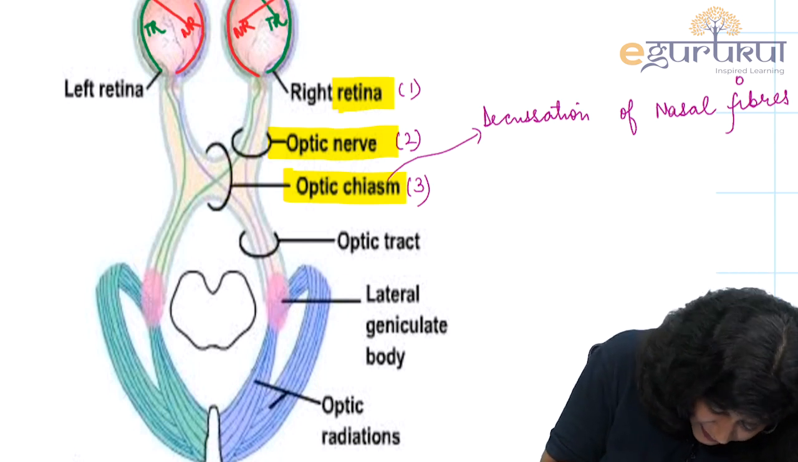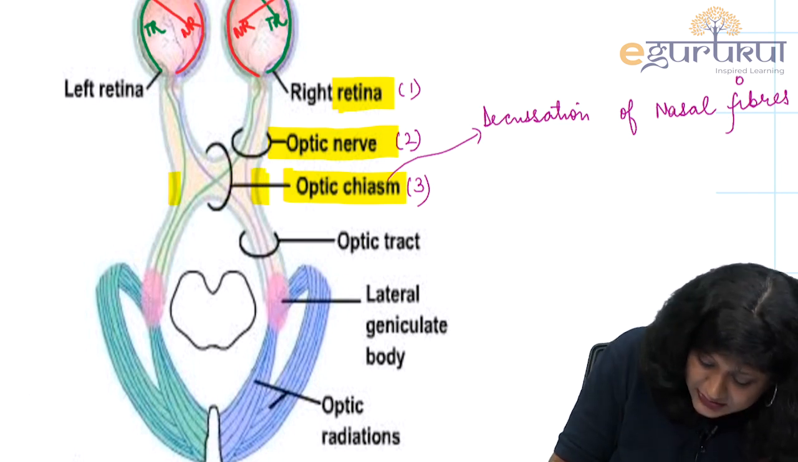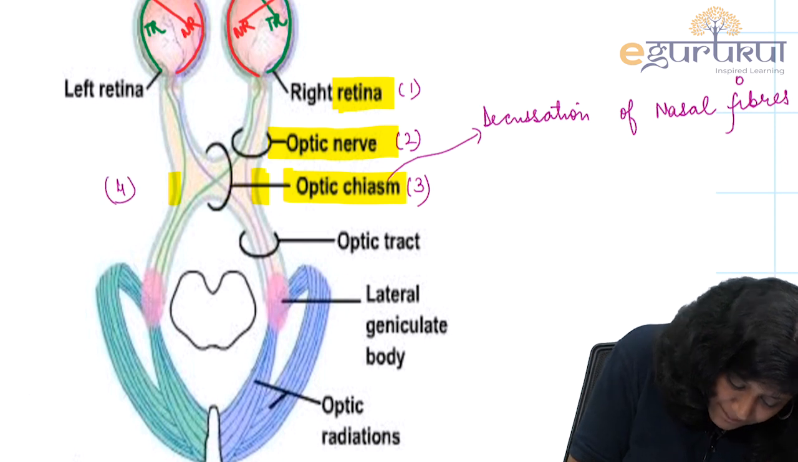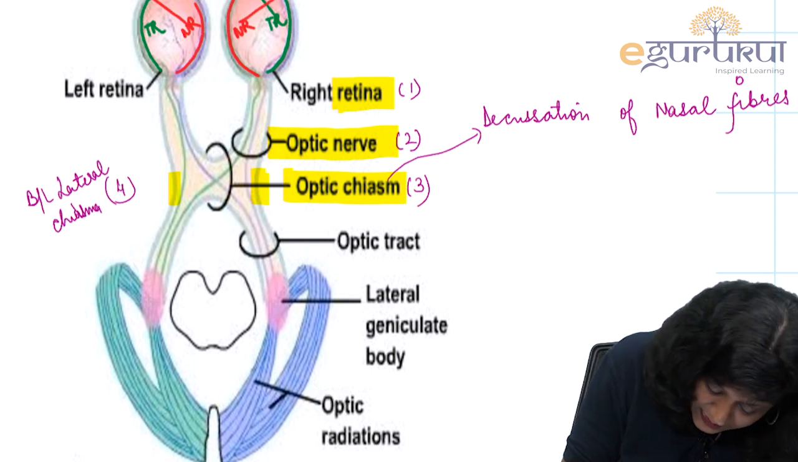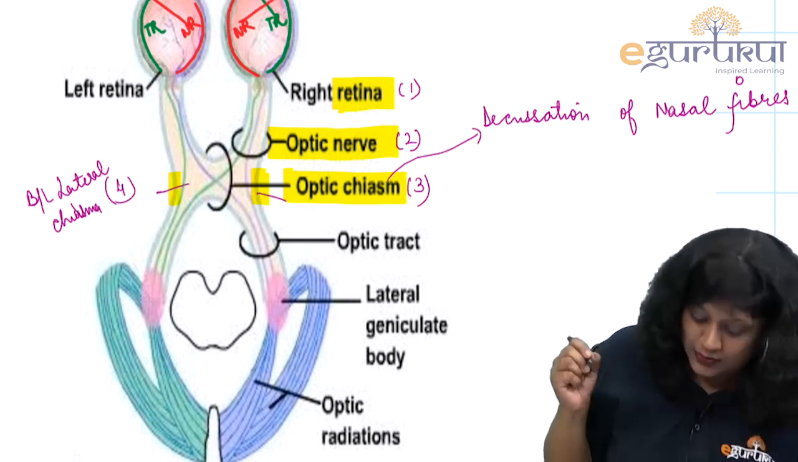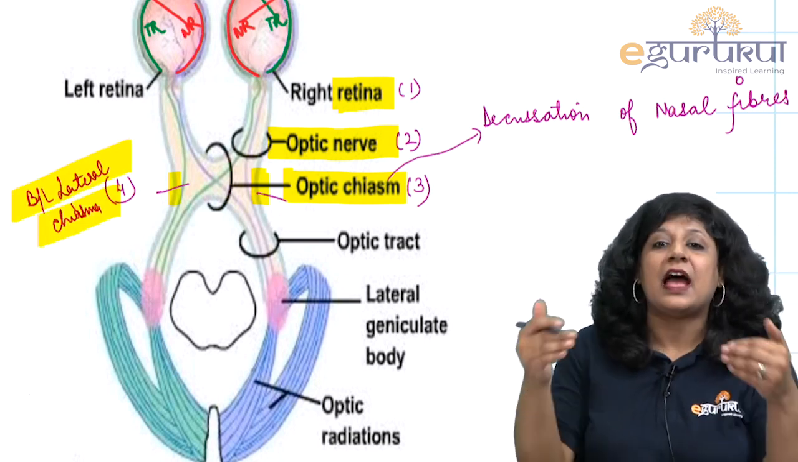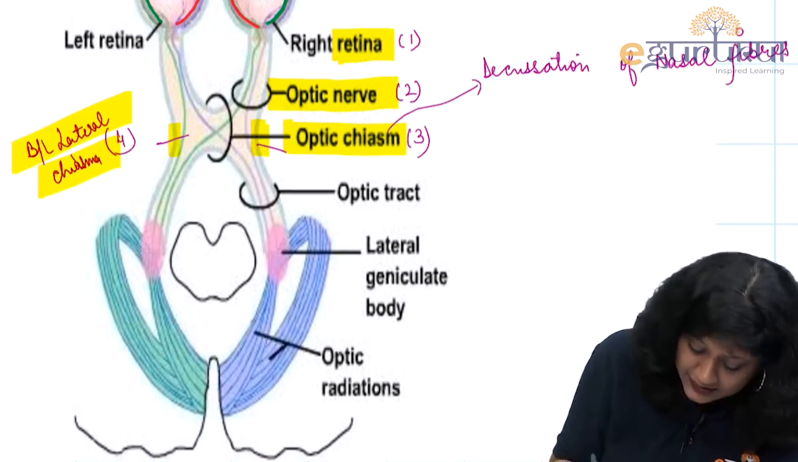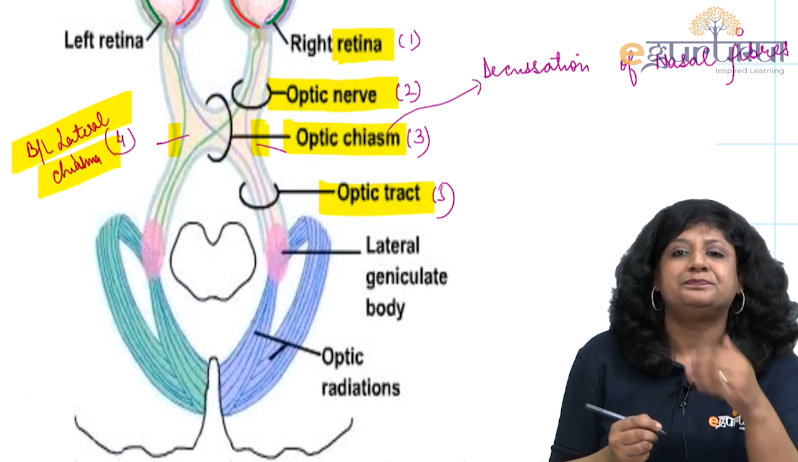So if you see here, we have got this, and then we have got this. What is this? This is your number 4, bilateral lateral chiasma. This and this will be your number 4. So I'll highlight this also. Then after this, next they are going to the optic tract. So this will become your number 5.